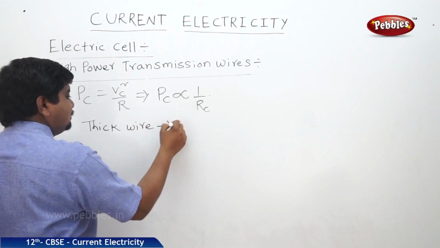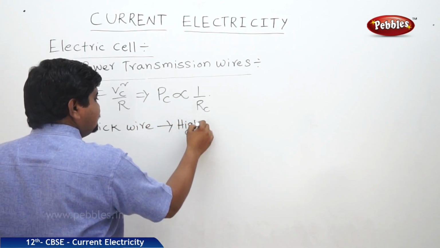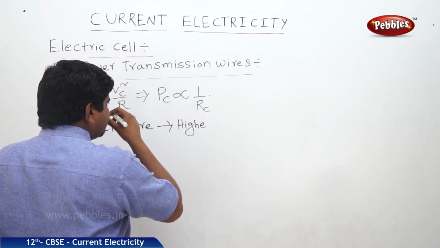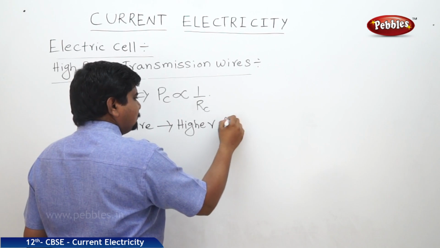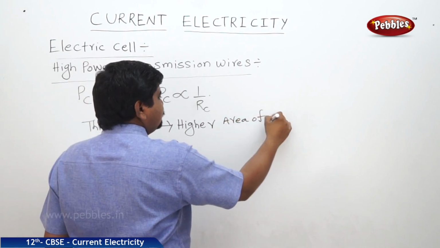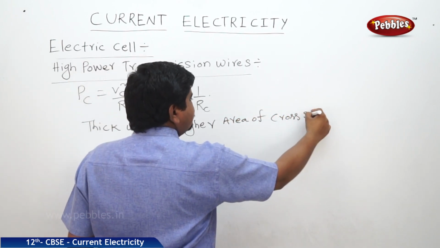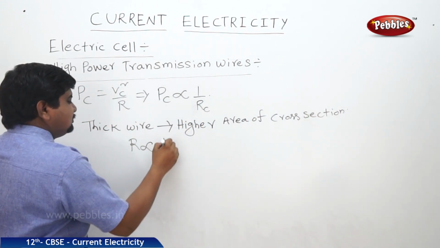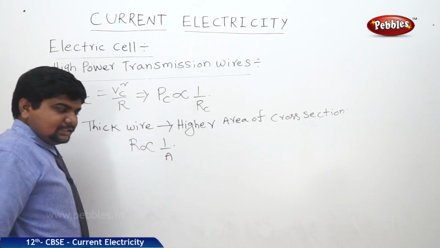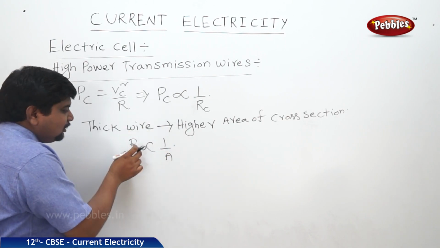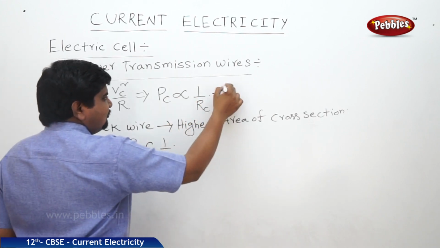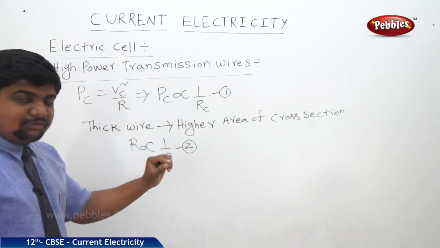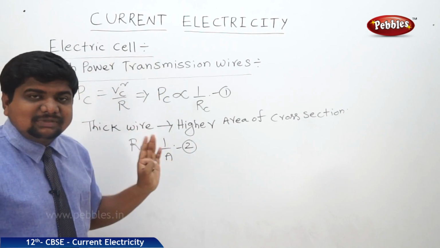Thick wire has a higher area of cross section, and we know that R is inversely proportional to the area, 1 by A. Therefore, if the area of cross section is more, R is less. See this equation and this equation. Higher area of cross section is there for the thick wires which are used to transmit high power.